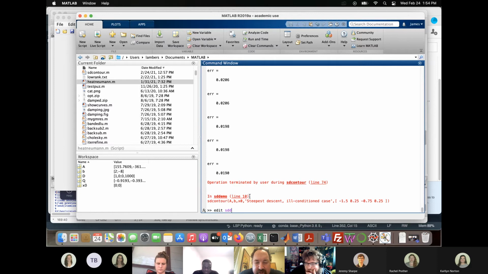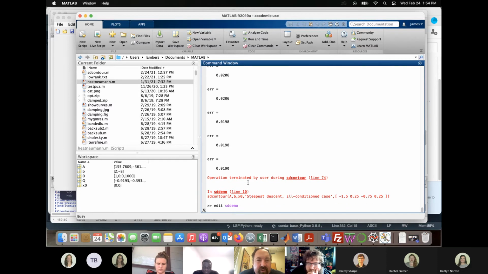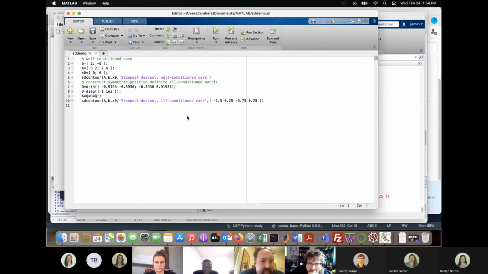Now, if I open up the main function, okay. For a well-conditioned case, here's my matrix 3, 2, 2, 6, and here's my vector b. And when I call my SD contour function, it actually performs steepest descent and does all the plotting.